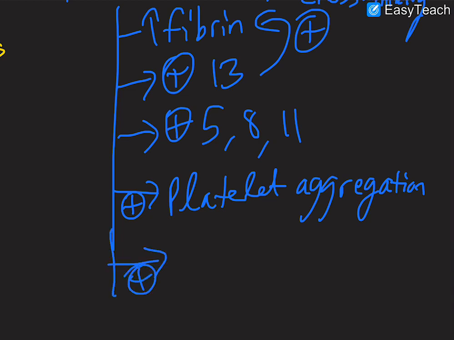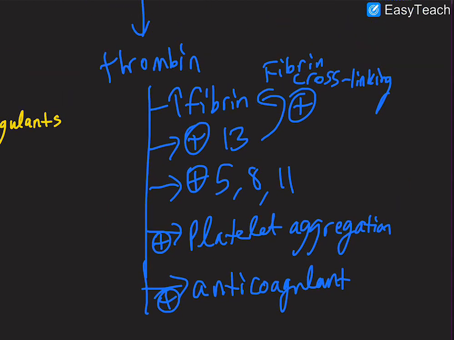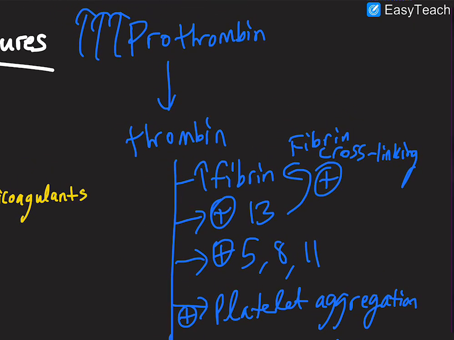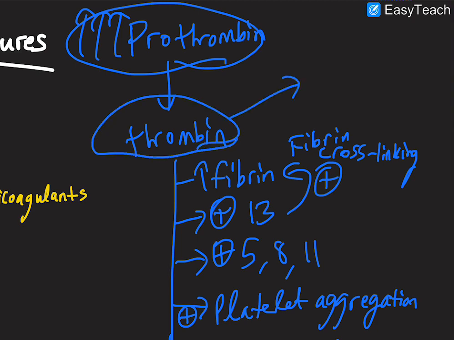Then also thrombin can bind to thrombomodulin and take part in an anticoagulant role. We talked about this: when thrombin binds to thrombomodulin, it can activate protein C, which then inhibits factors 5 and 8. Okay, so thrombin has a lot of functions. Now in prothrombin 20210A, you get a lot of prothrombin, which means you get a lot of thrombin, which means you get more clotting, all right? So you're in a hypercoagulable state.